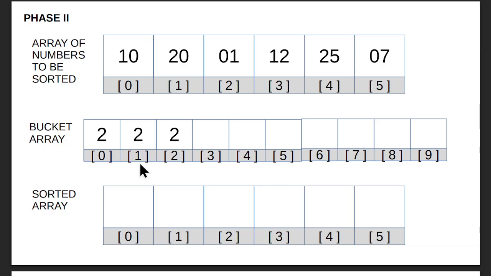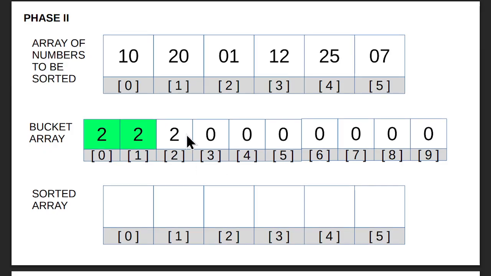Then you have most significant digit 1 having 2 numbers. For example, 10 has most significant digit 1 and 12 has most significant digit 1. So these are 2 numbers that go here. Similarly, the most significant digit 2 has 2 numbers. So this 20 and 25 both have most significant digit 2. So they are 2 numbers, recorded here. Remaining all will be zeros.